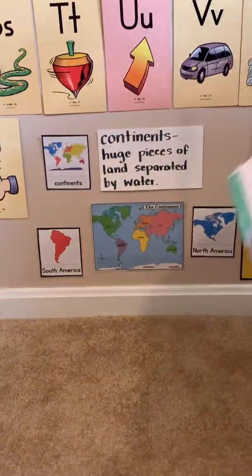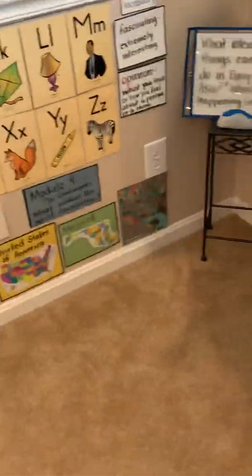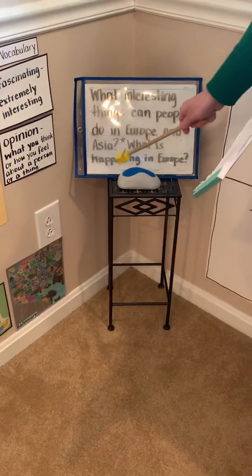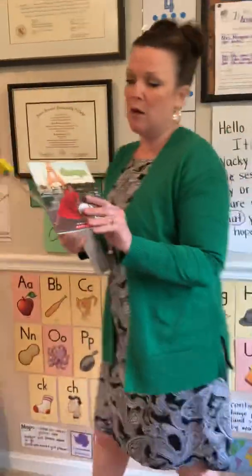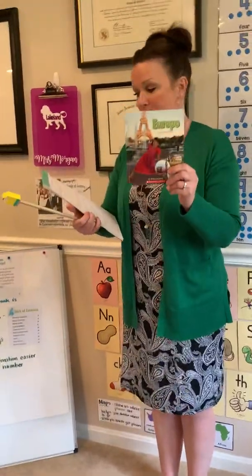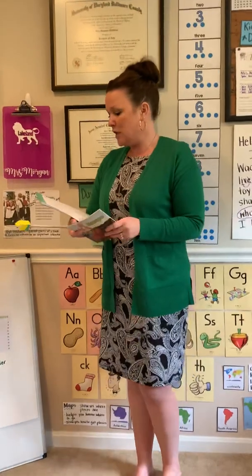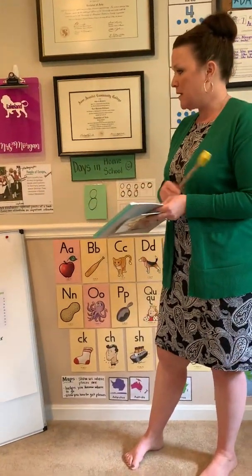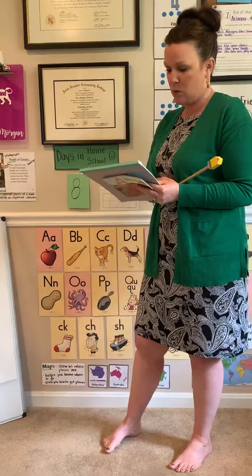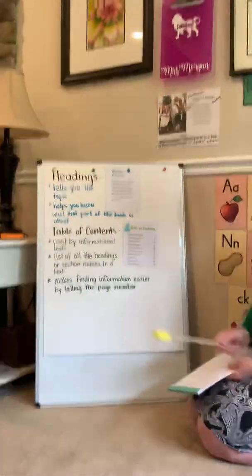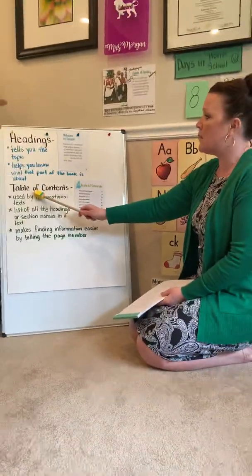So let's go on to our content focus question, which is, what is happening in Europe? So today we're going to re-look at our book Europe by Rebecca Hirsch, and how she uses text features to help us understand key details in the story. So I'm going to take a seat here, and we're going to talk about 2 different text features today. We're going to talk about headings, and we're going to talk about table of contents.